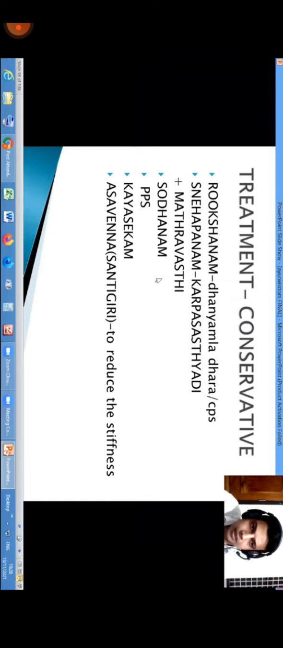Snehavan with the Carpal Taila. And at the same time, we can use Matravasti. Matravasti is with Dhanyamdara Taila. And this fulfills the Snehapanam effectively. That is, Snehana will be more effective when we are using Matravasti with internal Sneha.